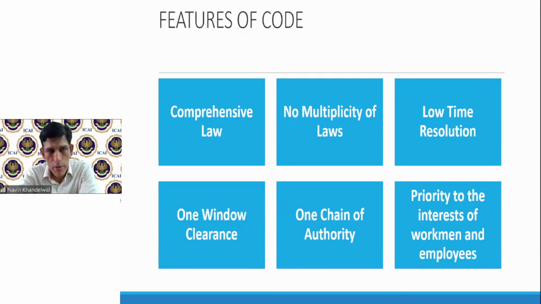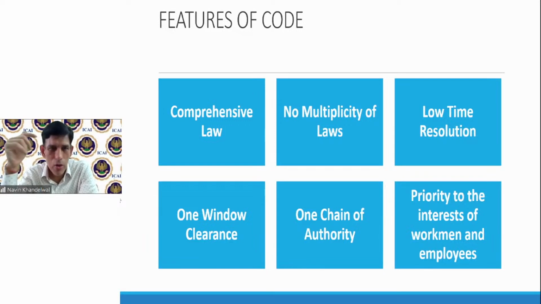The features of this code are various and important. It's a comprehensive law. When I say comprehensive, it covers all aspects of insolvency, be it individual, corporate, or partnership firm. Anyone who is doing business in whatever form, it has covered every aspect of business. And there's no multiplicity of laws. That means we don't need to look at different laws to close down my business.